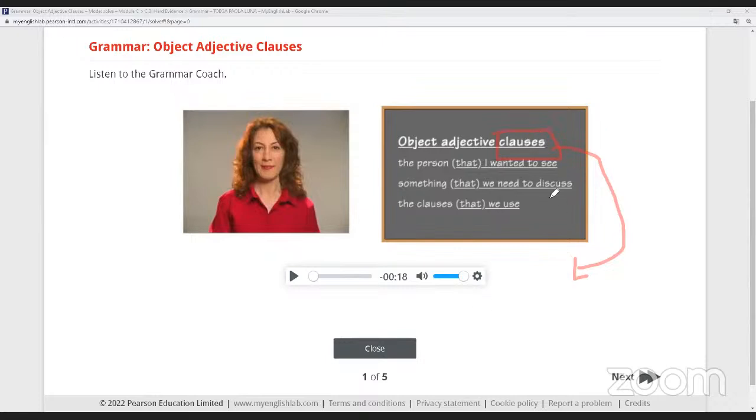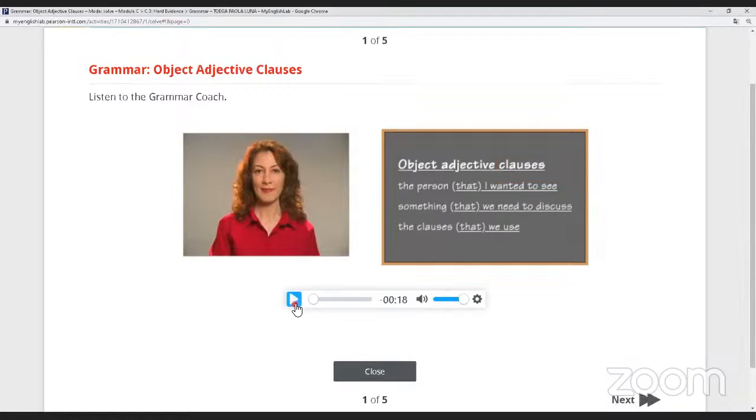A clause is a sentence, okay? What do I mean when I say a sentence? It's a subject and a verb. So when we find this subject, I, you, he, she, it, they, plus a verb, like I play, that's a clause, right? So, okay, now we're gonna listen to the first audio.